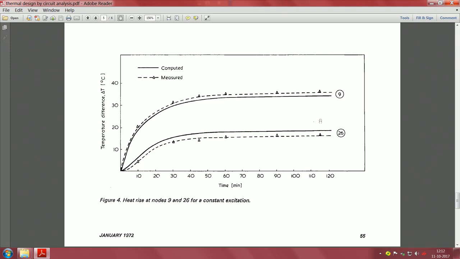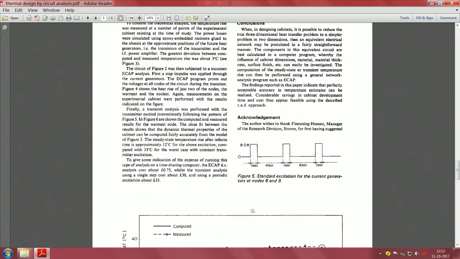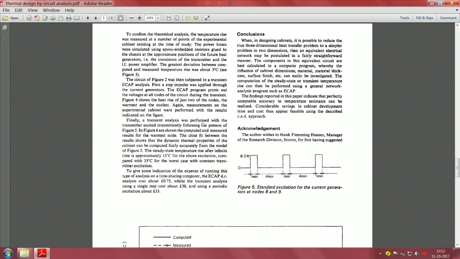So, you see here that transient analysis was okay. The circuit of the figure was then subjected to transient analysis.